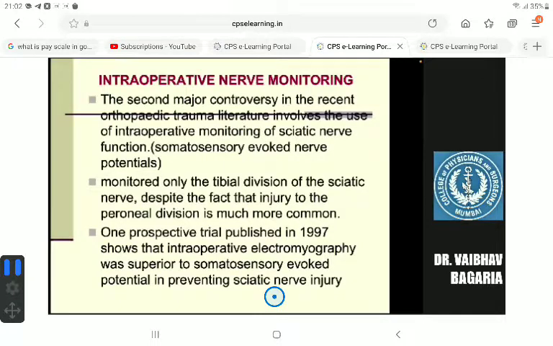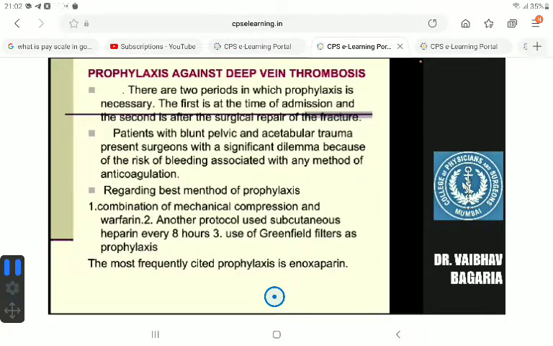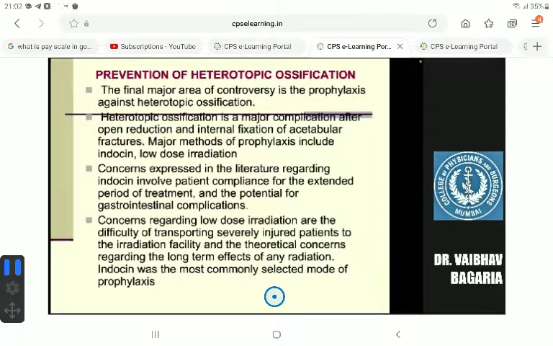the consensus is that whichever approach you are comfortable with, which offers you maximum exposure, is the one that you should use. People use intraoperative nerve monitoring, but it's more of a research tool than actually used. And DVT prophylaxis, I think the debate is now settled. Most patients must have DVT prophylaxis if you are choosing to operate on them. We must work toward the prevention of heterotopic ossification. It's a major complication. You can give low dose irradiation or you can use indomethacin. Again, you must read about this topic because it comes as a short note.